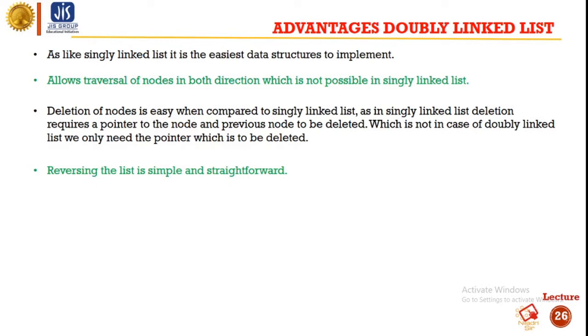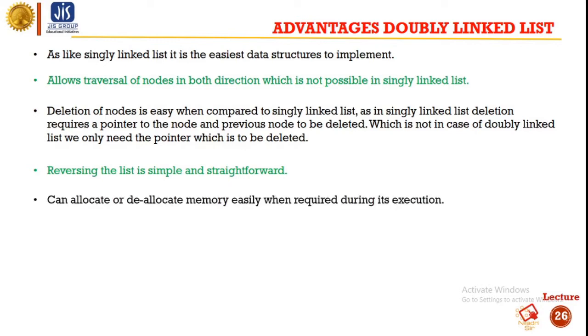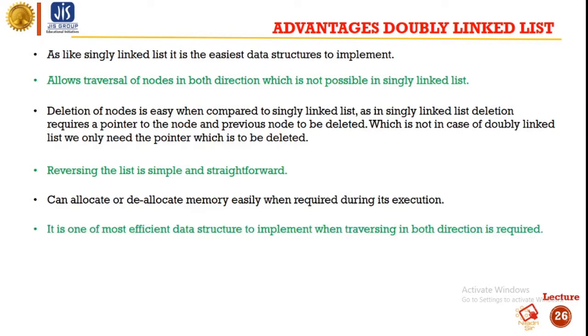In case of a double linked list, we can allocate or deallocate memory easily when required during its execution. It is one of the most efficient data structures to implement when traversing in both directions is required.